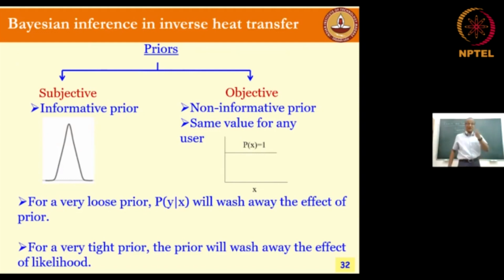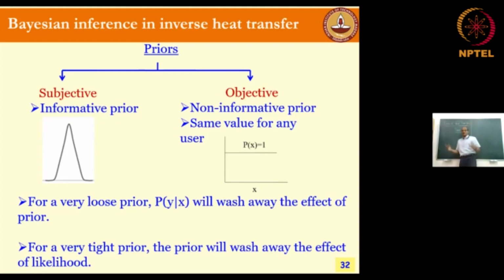But now, on the left side, I know it is a metal. It looks like steel. Maybe the peak could be around 15 or 20. Then if you put the peak of P of X as 15 and a standard deviation of 10% of that, then you are putting in a useful subjective informative prior.